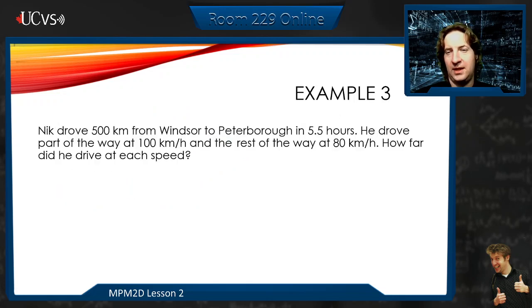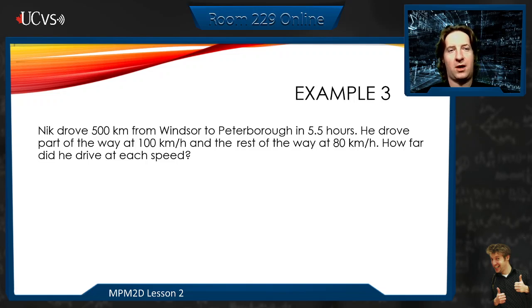All right, last one. This one's a tricky one. The speed problems are tricky. So let's say we have Nick. He's going to drive 500 kilometers. He's going from Windsor to Peterborough, and it takes him 5.5 hours. He drove part of the way at 100 kilometers per hour, and the rest of the way at 80 kilometers an hour. How far did he travel at each speed?